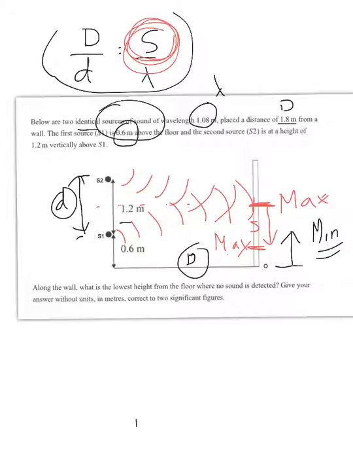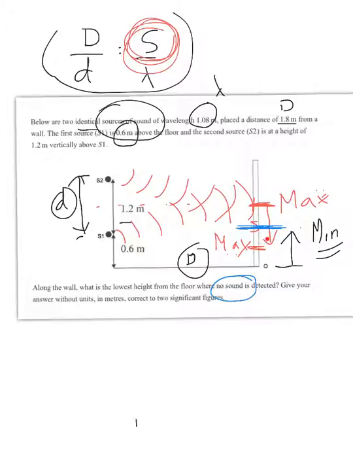The question itself, though, is asking about something different. It's asking for the distance at which there is no sound. So it's asking, where would the minimum be? The minimum would be in between these two maximums, right? Because in between two bright fringes, you would get a dark fringe, and that's the place we're looking. So the way we're going to calculate this is we are first going to work out S, which is this distance.